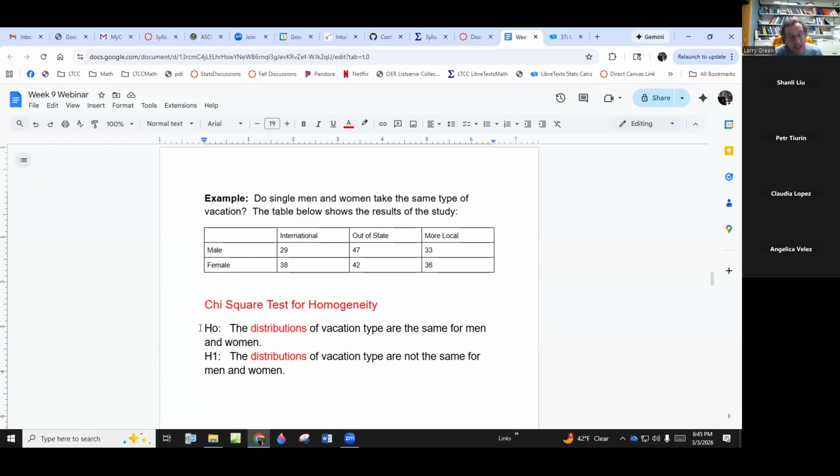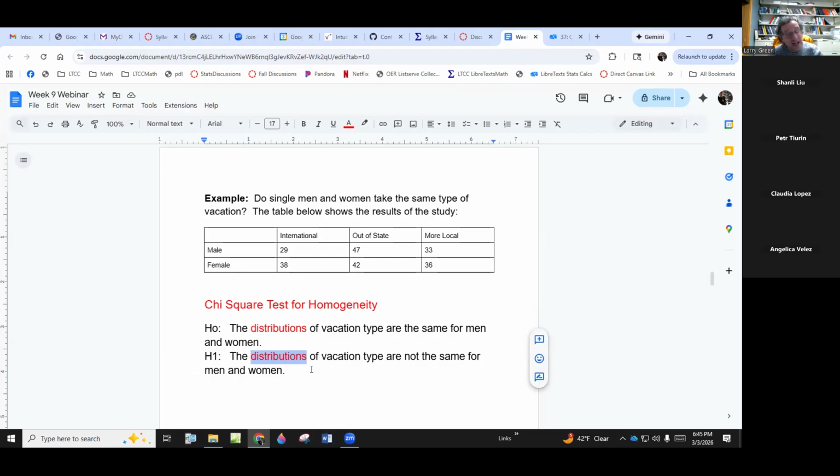Okay. And by the way, I am going to ask you what is the name of the test that you need to use for the written questions. So you do have to state the name of the test. Okay. So H naught is the distributions of vacation type are the same for men and women. Notice what's different about this one from goodness of fit is it's plural. The distributions that we're comparing are the same. So that one's got an S at the end. And again, it's the distributions of vacation type are the same for men and women. You got to have that word in there. Distributions. And H1 is the distributions of vacation type are not the same for men and women.